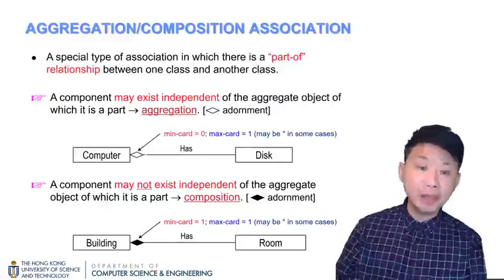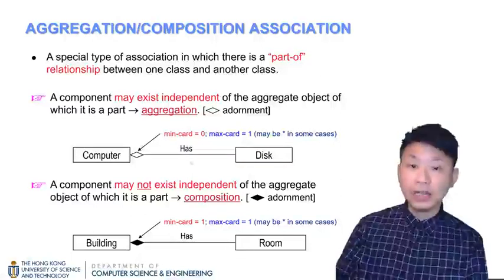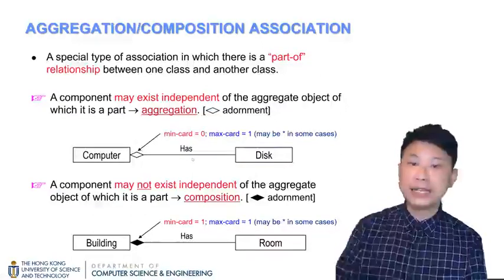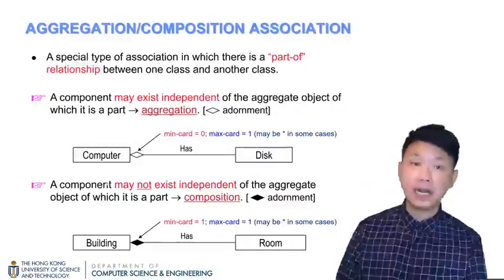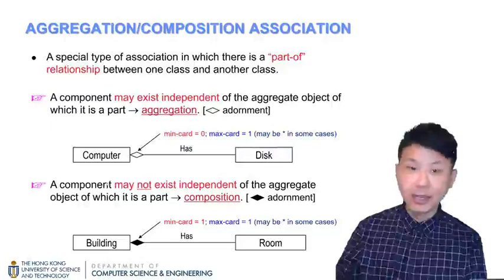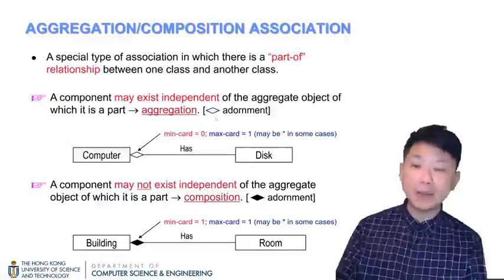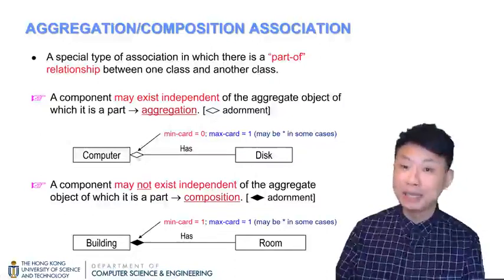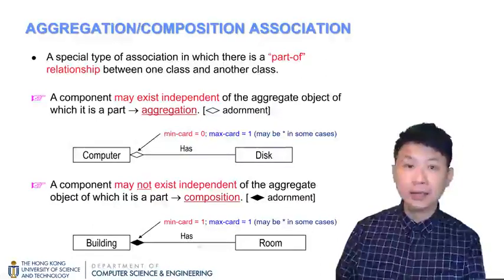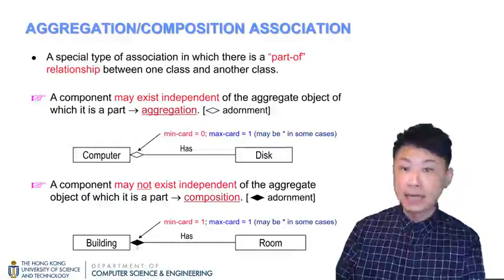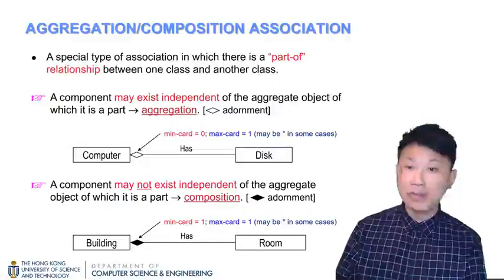And we use aggregation or composition only when we want to specify the meaning part of. When something is really part of something, we use aggregation or composition. When the participation is optional, we say that we have aggregation, and we use a hollow diamond. When the participation is going to be mandatory, we use a filled diamond. That means composition.